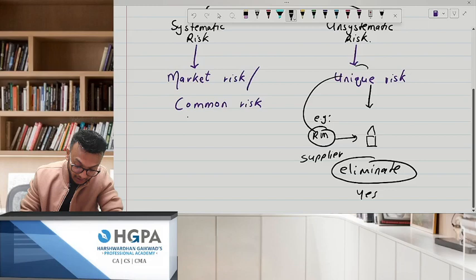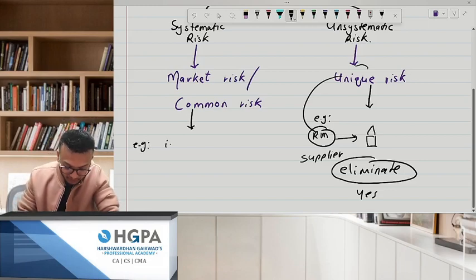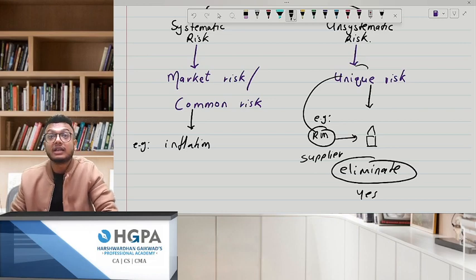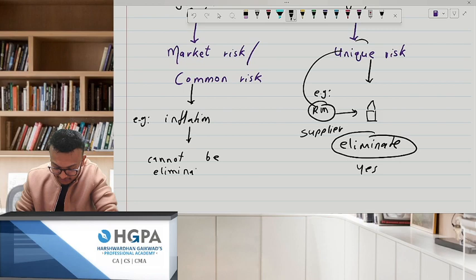Now I'll tell you about systematic. Example. Let us say there is inflation going on in the industry. Can I eliminate this? No. Do I have to take this into consideration? Yes. So please write down: this risk cannot be eliminated.